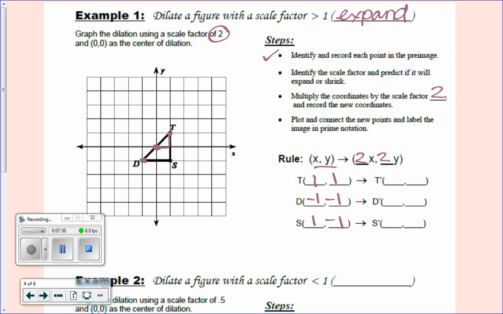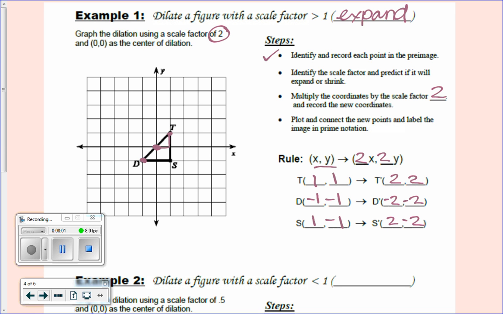So our new T prime, its coordinates are what? You got it. 2, 2. Are we good? D prime is? -2, -2. S prime is now? Good. So we know that our triangle TDS should what? Enlarge. It should expand. It should get bigger.